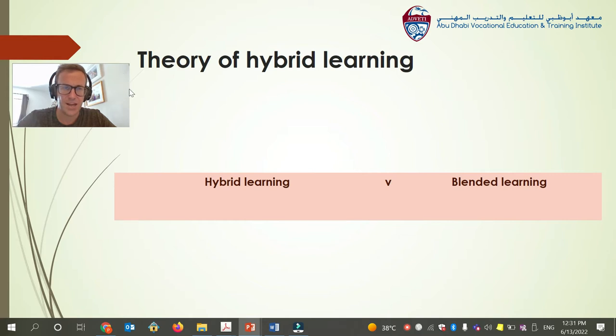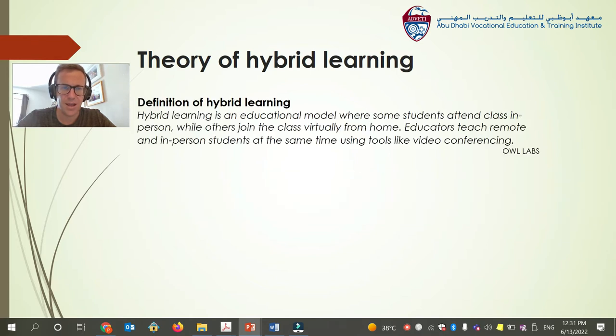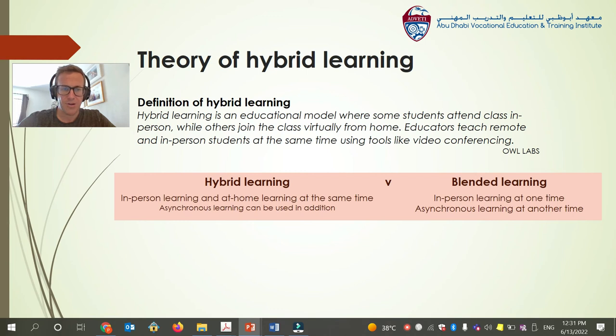Here's a nice definition for hybrid learning. It is an educational model where some students attend class in person while others join the class virtually from home. Educators teach remote and in-person students at the same time using tools like video conferencing. So hybrid learning is in-person learning and at-home learning at the same time. There's two different groups of students at the same time.